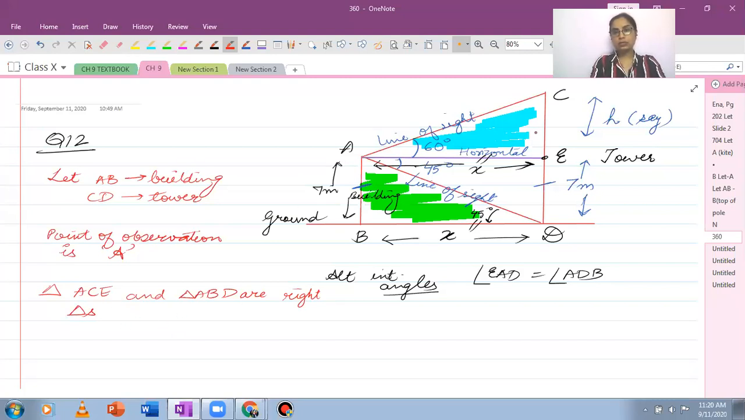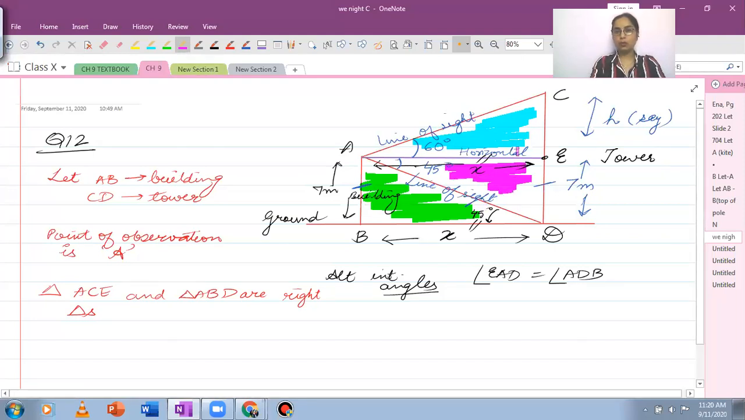If you use the blue triangle and say you use this triangle, the blue and the pink one, then you have to mention their names here, that these two triangles are right triangles. That's why I can write down the T ratios in these.